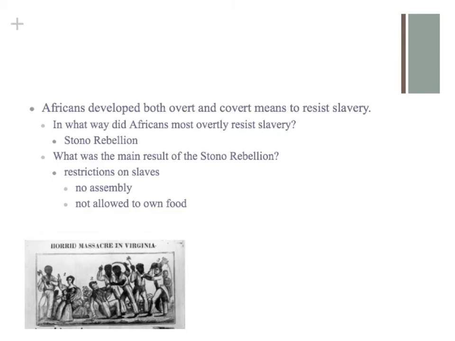As far as the result of it, white slave owners began to clamp down on Africans at this time. Not that they had an incredible amount of freedom before, but it became less after the Stono Rebellion. Some of the restrictions, number one, they were not allowed to assemble anymore. In other words, they couldn't group up somewhere in town or on the plantation or whatever it is, and they were not allowed to do just basic everyday things like own food, earn money, or, in some cases, it even went so far as to not allow slaves to read.